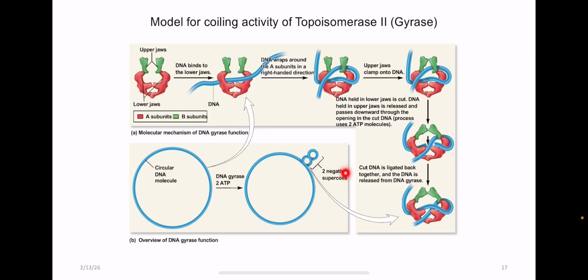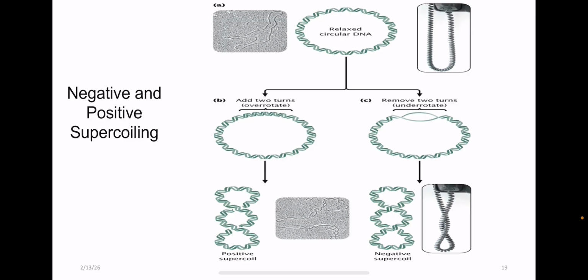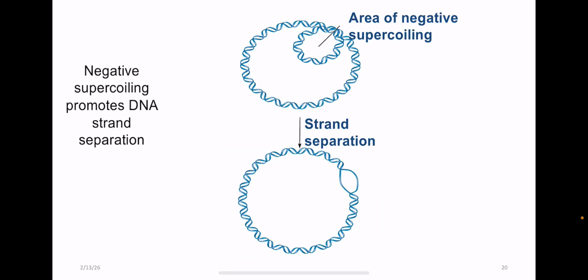As we move on, we realize the whole chromosome will be supercoiled. This is a diagram showing that bacterial chromosomes are normally supercoiled, and this is a diagram showing positive and negative supercoiling. And as I said, negative supercoiling promotes DNA strand separation.